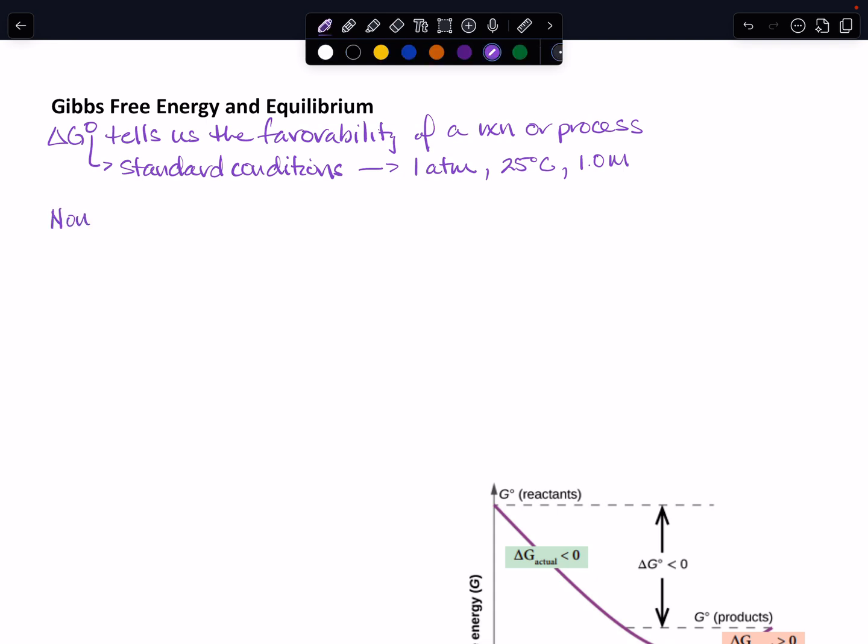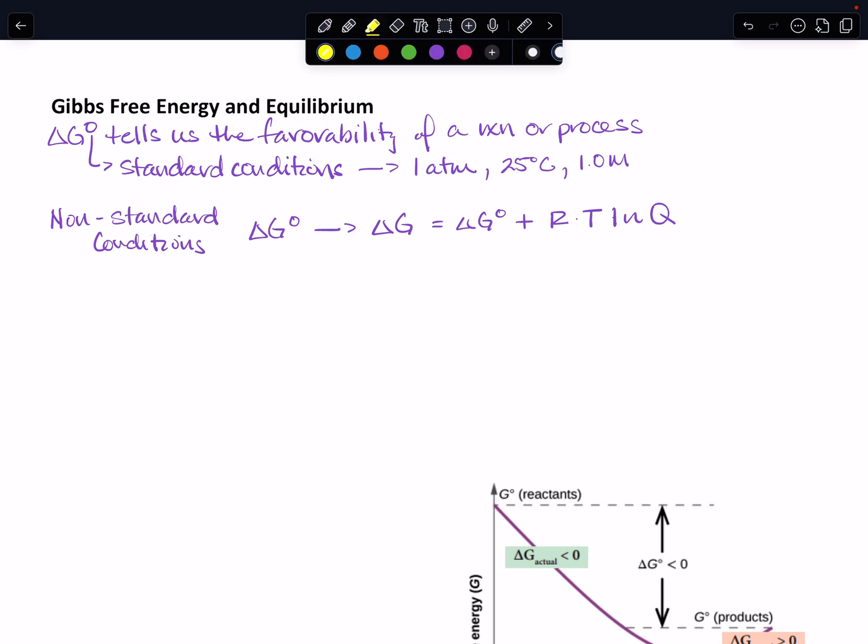Under non-standard conditions, our delta G naught becomes delta G without the 0. To calculate this, we need to know the standard condition value, and then we are going to correct it based on the temperature and the concentrations. So we're going to use R times the temperature times the natural log of our reaction quotient. Remember, that's products over reactants, and we use our coefficients as subscripts to calculate that Q value.